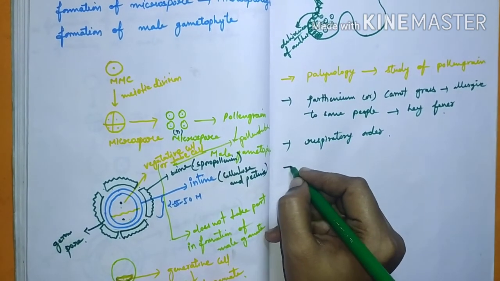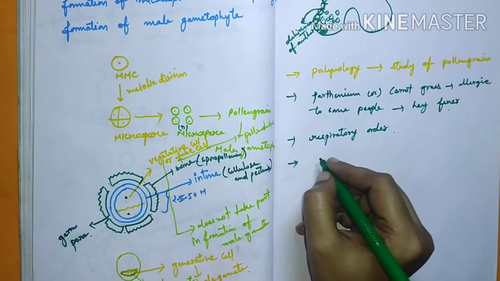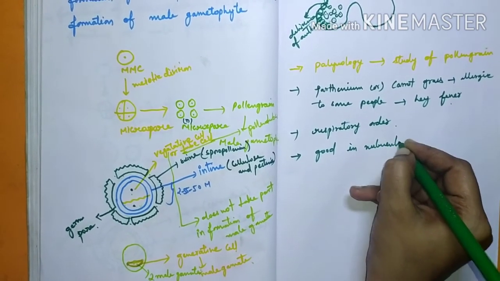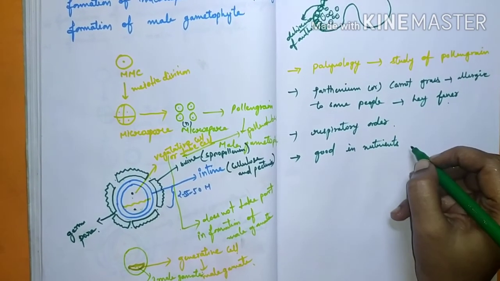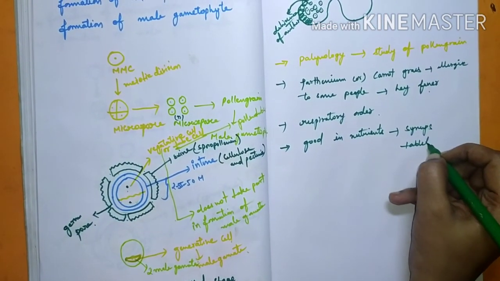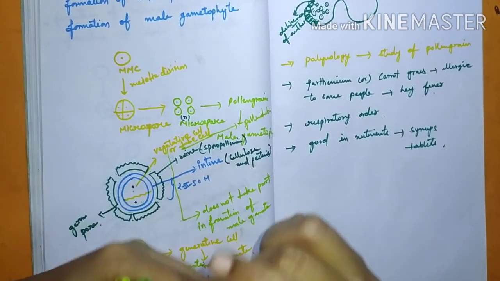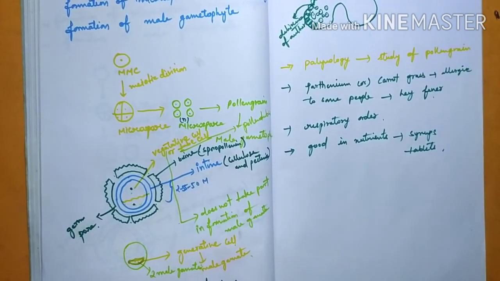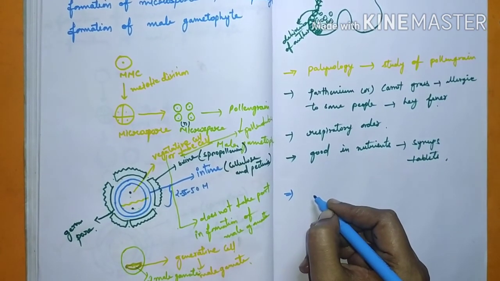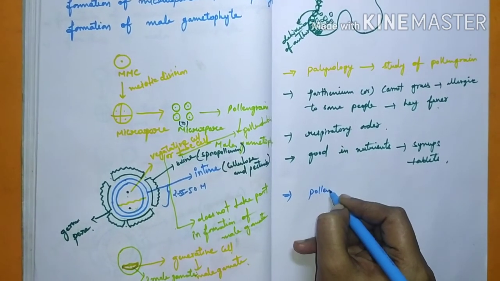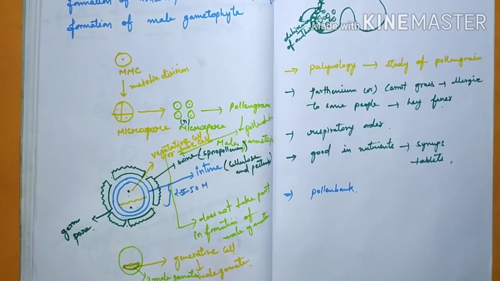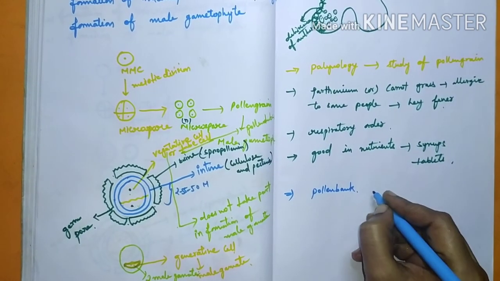And some pollen grains are good in nutrients, which are obtained as syrups and tablets. And friends, these pollen grains can be stored in liquid nitrogen for many years, which is called a pollen bank. So these pollen grains can be stored for many years in liquid nitrogen, which is called a pollen bank, similar to a seed bank.